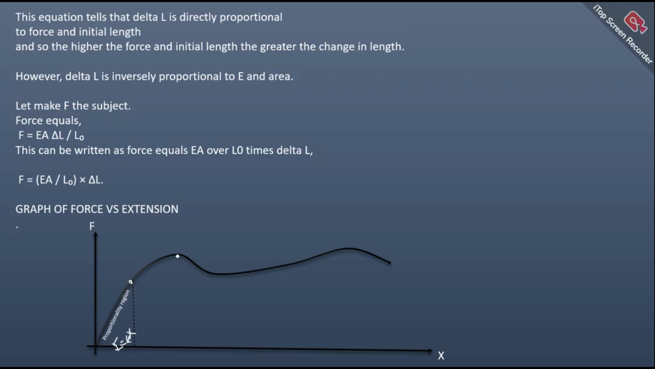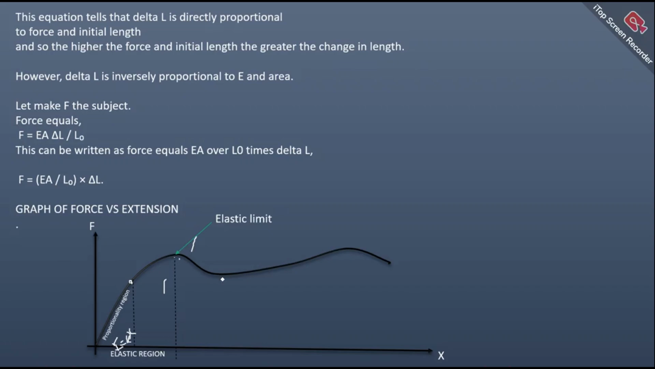But when we continue applying force to the object, it will reach a point known as the elastic limit. Somewhere there. This point is known as the elastic limit. And before this point, this entire region is known as the elastic region. Why? Because the object is going to come back to its normal or original position.